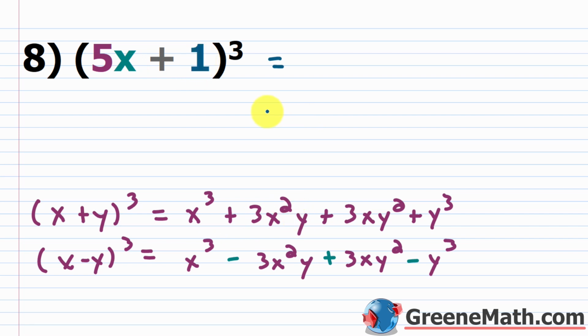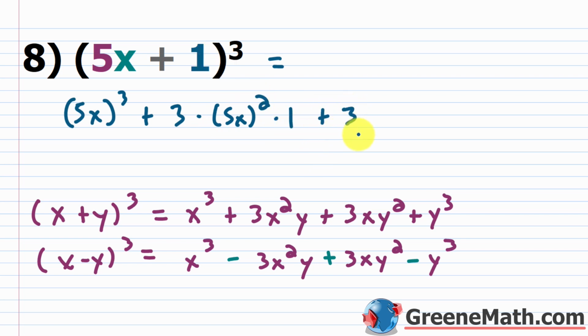So let's just go ahead and say the first guy, so 5x, is going to be cubed. And then we're going to have plus 3 multiplied by the first guy squared, so 5x being squared, times the second guy, which is 1. Then plus, we're going to have 3 times the first guy, which is 5x, then times the second guy, which is 1, being squared. And lastly, plus this last guy, 1 being cubed. Let's put equals.